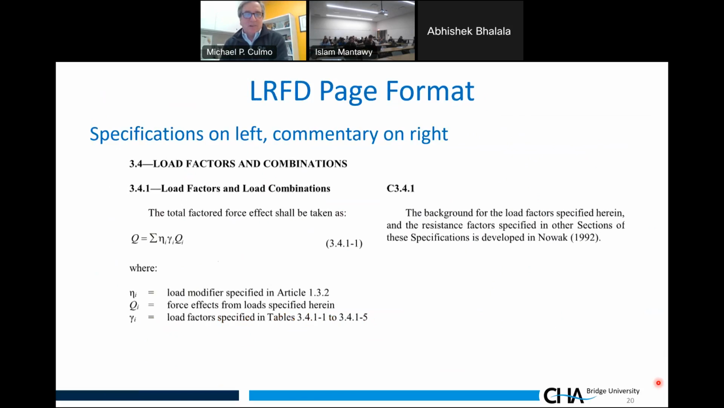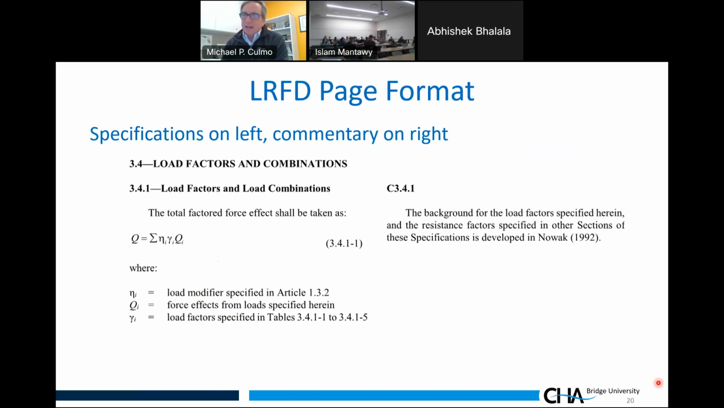Okay, a little bit about format and specs. You've been in the specs a little bit already in your class, but the key thing is the specification language is on the left column, and the right column is reserved for commentary. So you'll notice the article number, in this case, I just picked an article out of the book, is 3.4.1. On the right, it says C3.4.1. That's commentary.